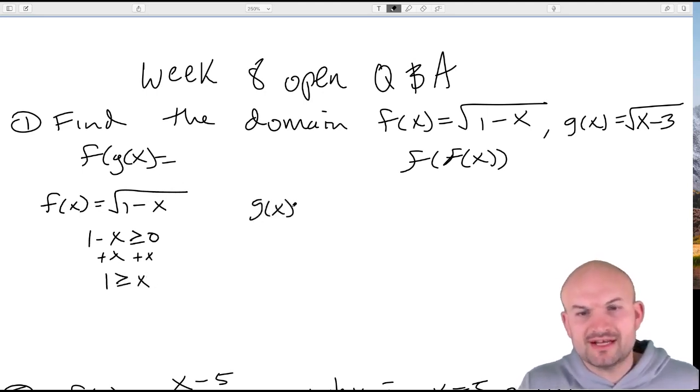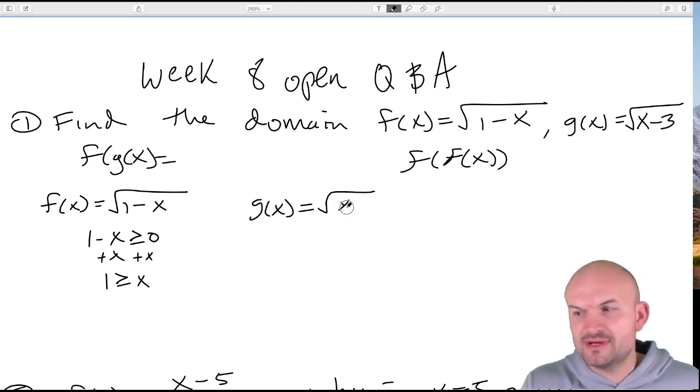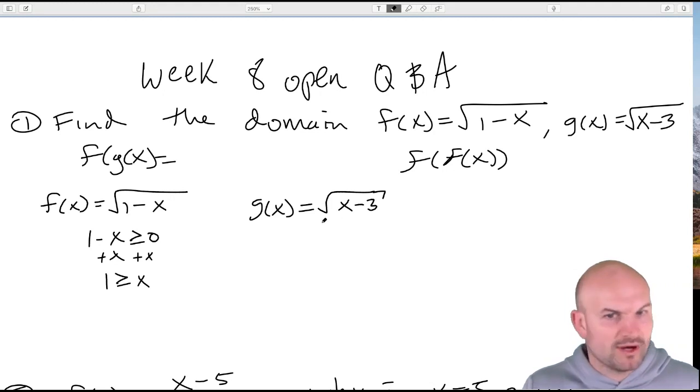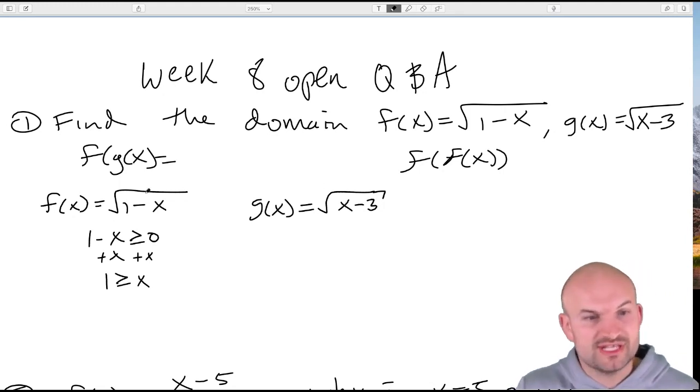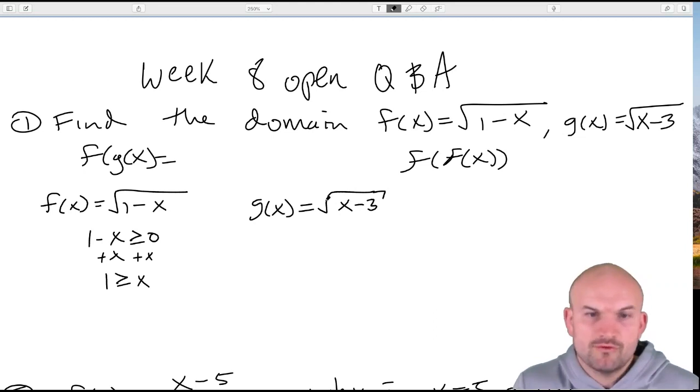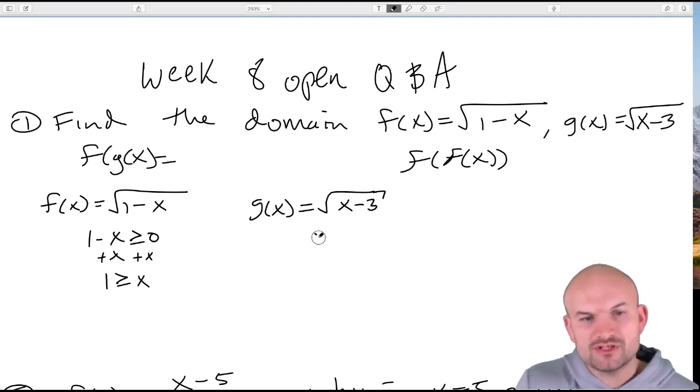Then I'll go ahead and do g of x, and we'll do the same thing. But this one is going to have a different domain, obviously, because 1 actually doesn't work. But you can see 4, which didn't work here, works here, right? 4 minus 3 is 1. Square root of 1 is 1. So again, rather than trying to guess and check and see where it'd be, just take your radicand and set it greater than or equal to 0. So x has to be greater than or equal to 3.